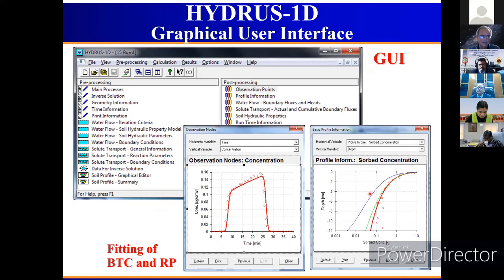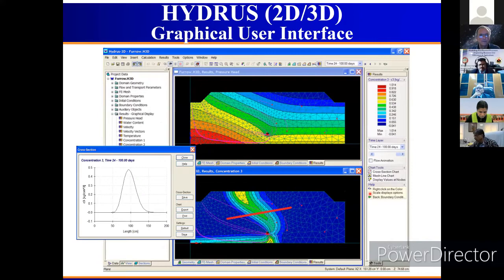This is the graphical user interface for 2D, which is much more advanced and sophisticated than for 1D. And this particular slide shows the transport domain, with two furrows and the drain, and the spatial distribution of the pressure heads and concentrations, as well as the concentration profile along this cross section.